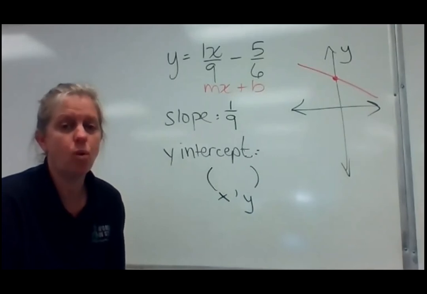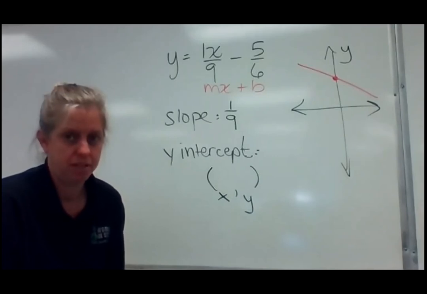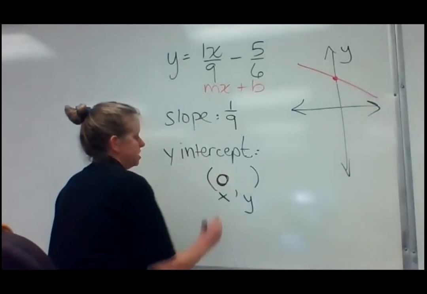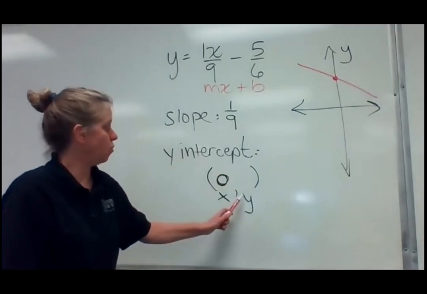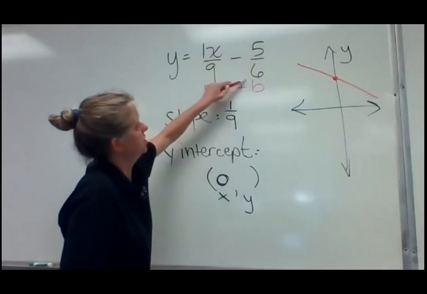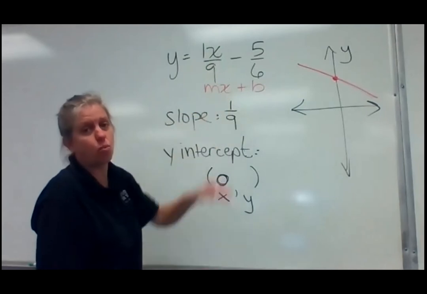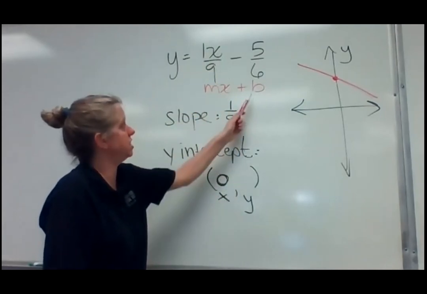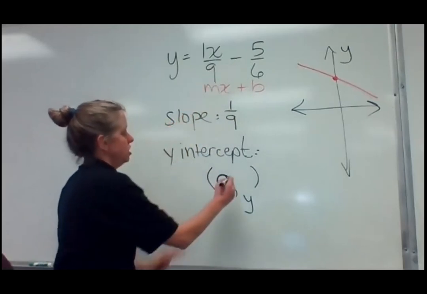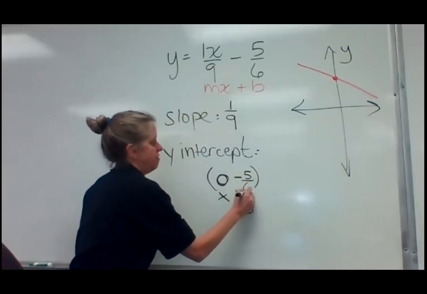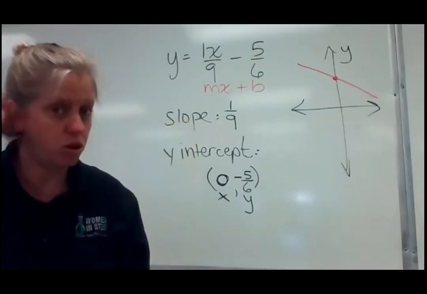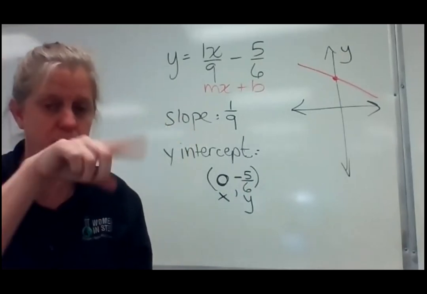If you are a y-intercept, your x-coordinate is always 0. Your y-coordinate is whatever this number is. That's your y-intercept. That's it. What's in the b position of the slope-intercept form. So this one would just simply be -5, 6 in your y spot. Now remember, you do have to type it in as an ordered pair, which means using the parentheses.